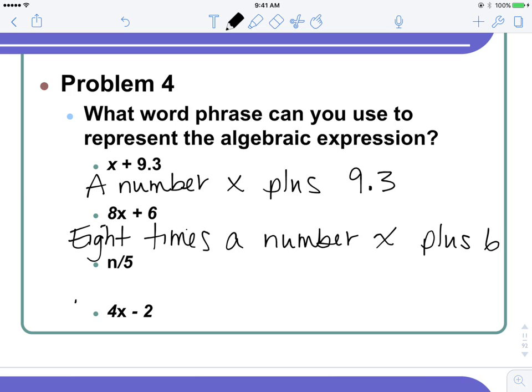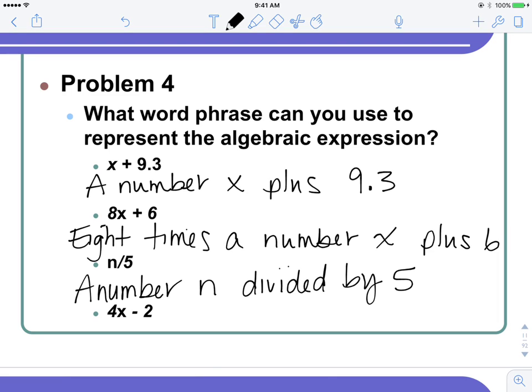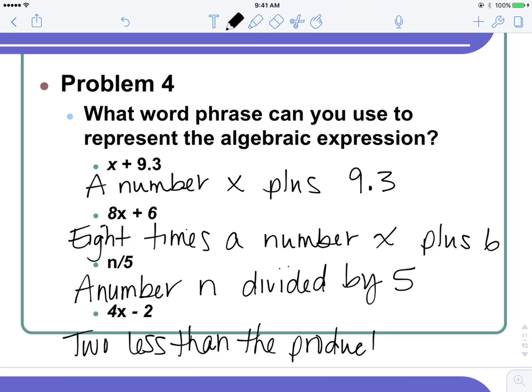The next one would be, one correct solution could be a number n divided by 5. You could also say the quotient of n and a number 5. The last one, 4x minus 2, you could say 2 less than the product of 4 and a number x.